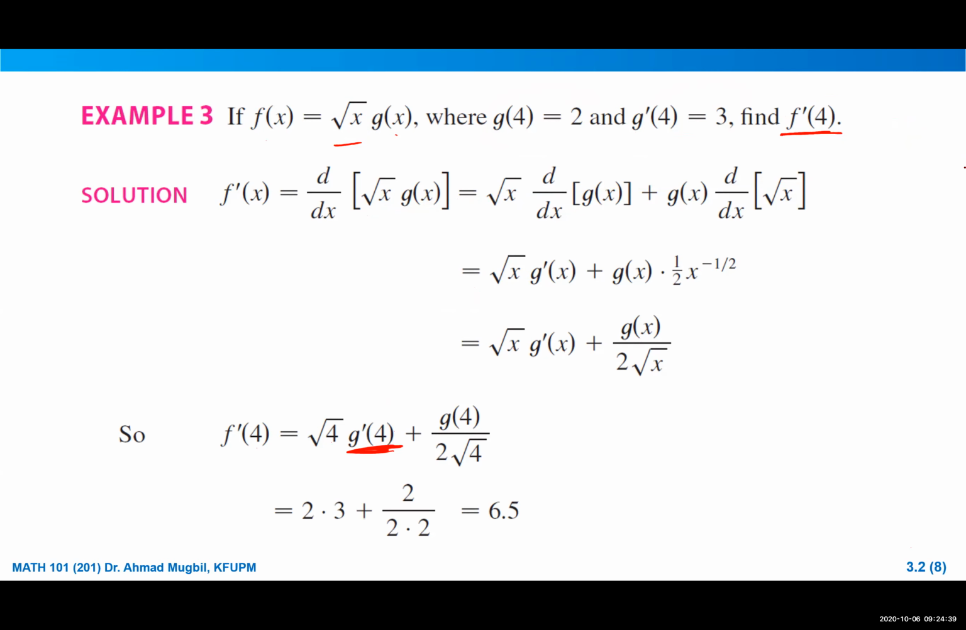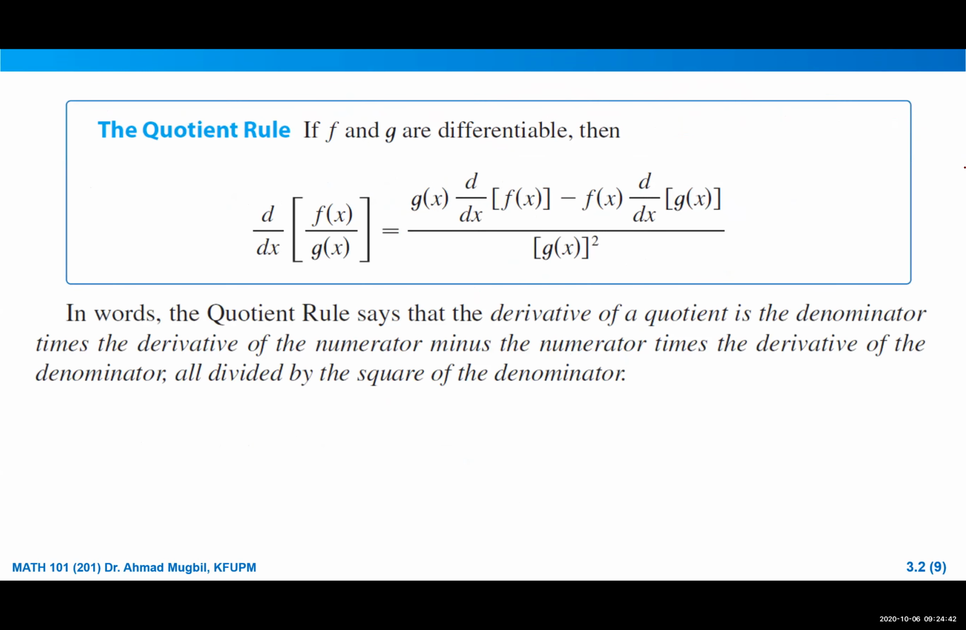Is that clear? So let's go now to the quotient rule. If you have two functions that are differentiable, then the derivative of their quotient will be like this. It will be the denominator multiplied by the derivative of the numerator, minus, not plus, be careful, minus the numerator times the derivative of the denominator, divided by the square of the denominator. Don't forget the square here.